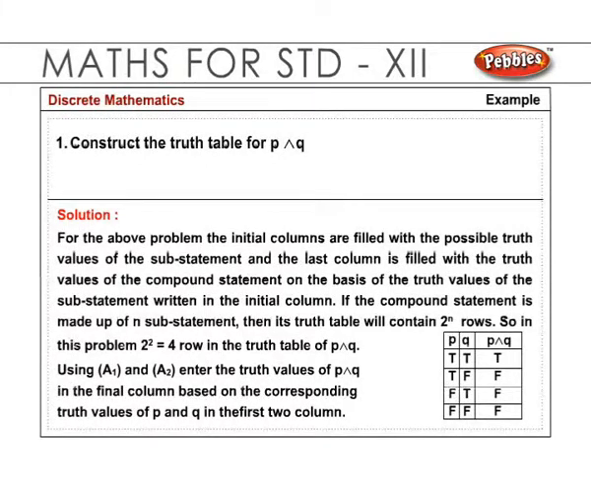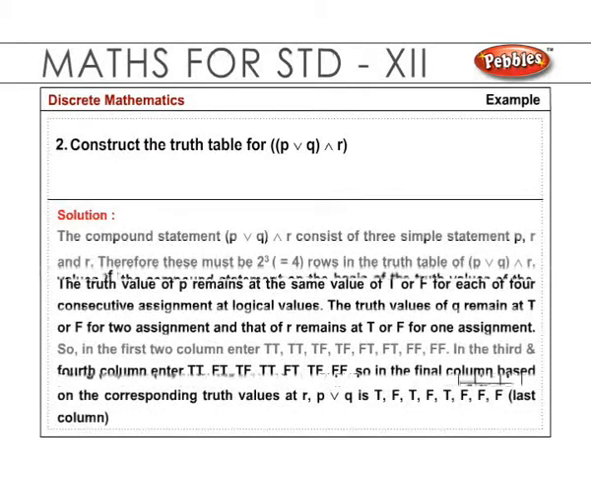If the compound statement is made up of n substatements, then its truth table will contain 2 to the power of n rows. So, in this problem, 2 power 2 is equal to 4 rows in the truth table of P and Q. Using A1 and A2, enter the truth values of P and Q in the final column based on the corresponding truth values of P and Q in the first two columns.